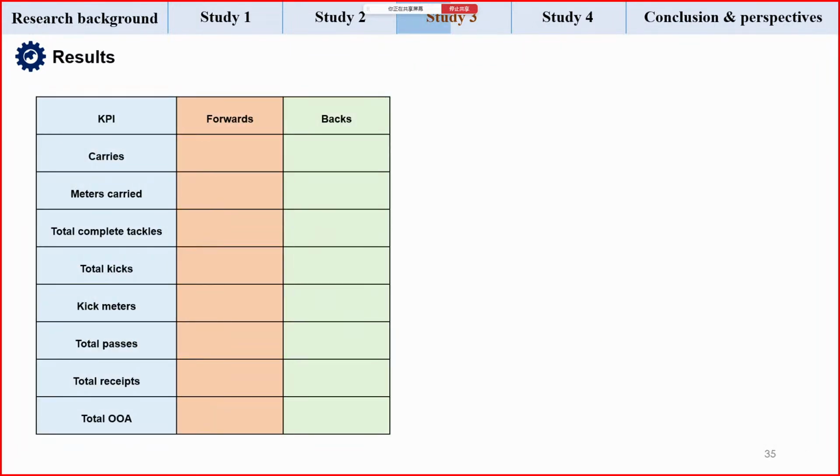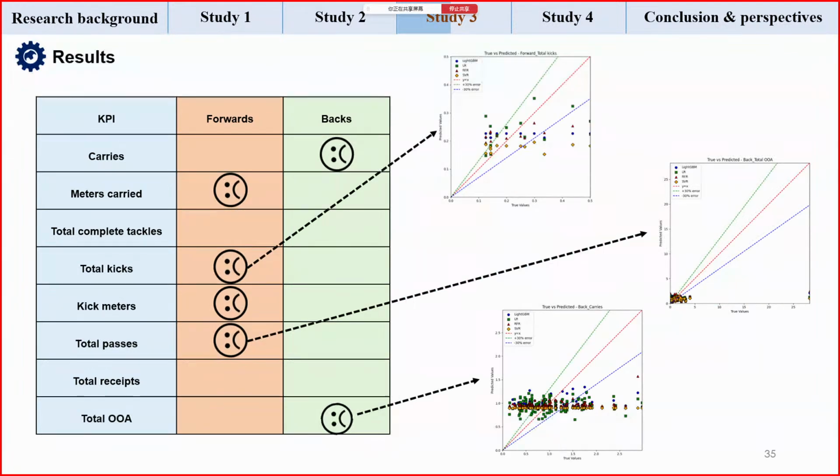As mentioned earlier, we predicted 8 KPIs respectively for forwards and backs. Some KPIs were hard to predict, such as meters carried, total kicks, kick meters, and total passes for forwards, and carries and total order of arrival for backs. This may be due to the limited amount of data, or the predicted values concentrating around 0, or a tendency to predict the same value.